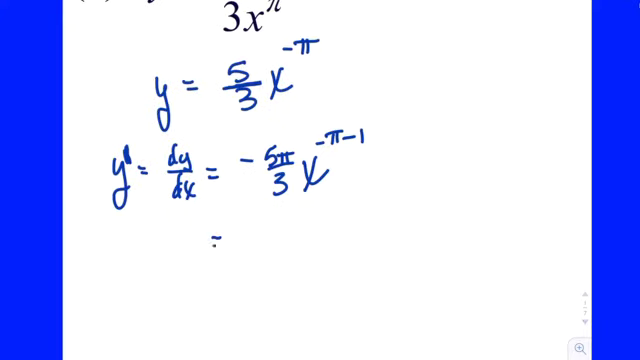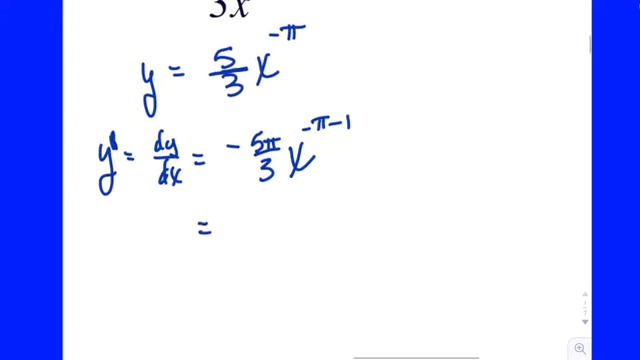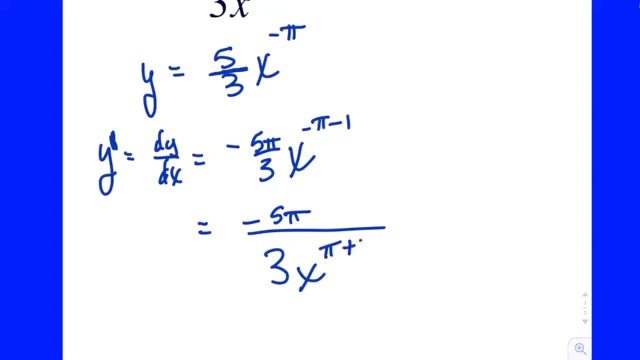But if we wanted to use this, we would want to put it back in the original format. So that now becomes negative 5 pi all over 3x to the, what would the exponent become in the denominator? Is it just positive pi minus 1? Pi plus 1. Good. You have to change the sign of the exponent, which means if it's two terms, you multiply it all the way through.